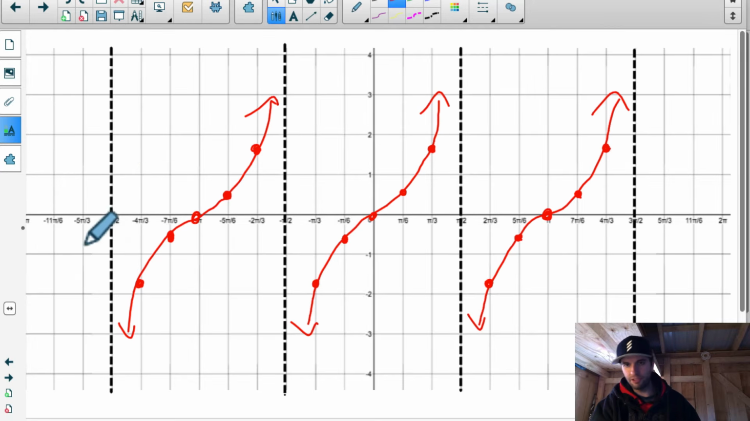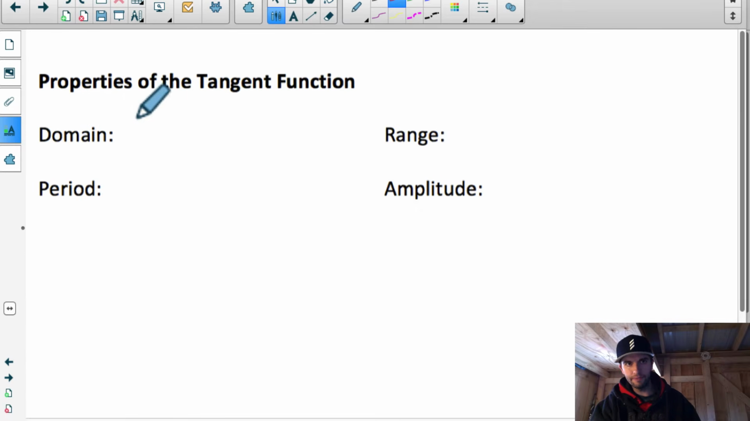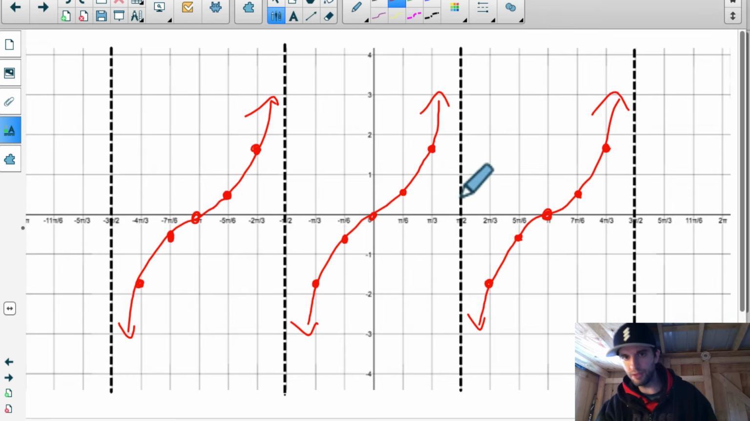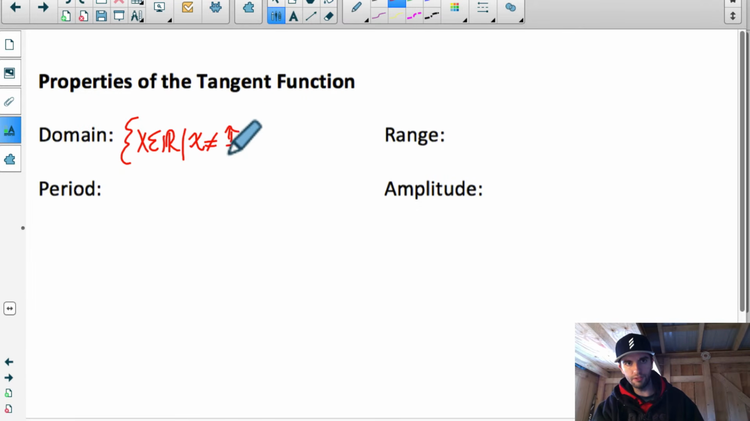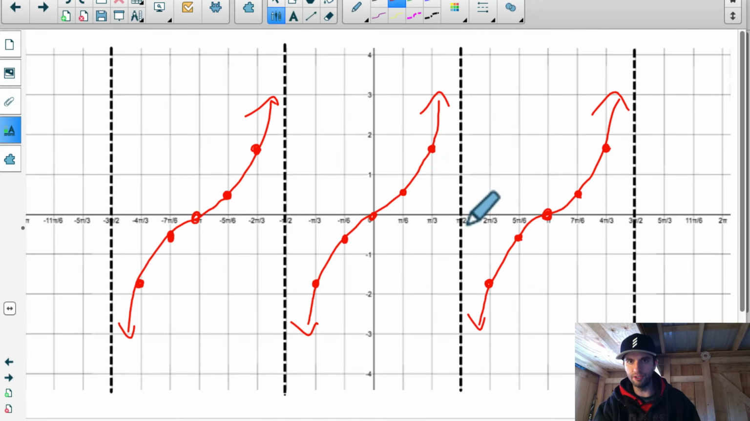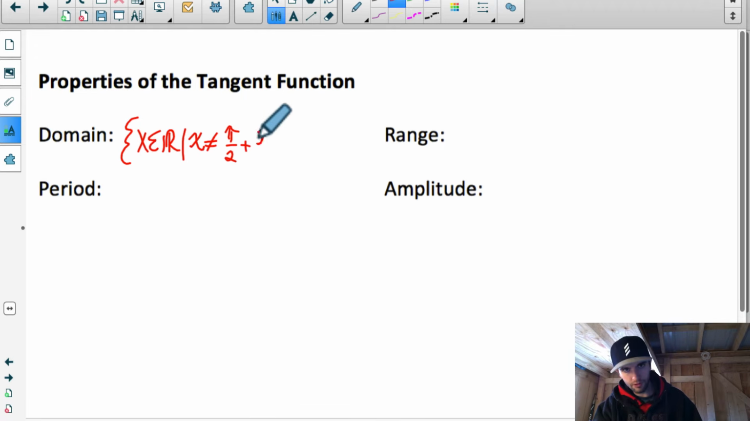So domain, this function exists everywhere except for at these vertical asymptotes. So I would say x can be any real number given x does not equal, well, how do we summarize? It can't be pi over 2, it can't be 3 pi over 2, it couldn't be 5 pi over 2, 7 pi over 2, or so on. So I say it couldn't be pi over 2 plus, well, the difference between all those asymptotes, right, we said was 2 pi over 2. The distance between here and here was 2 pi over 2. So I can't add 2 pi over 2, any amount of k times, where k is any integer value.